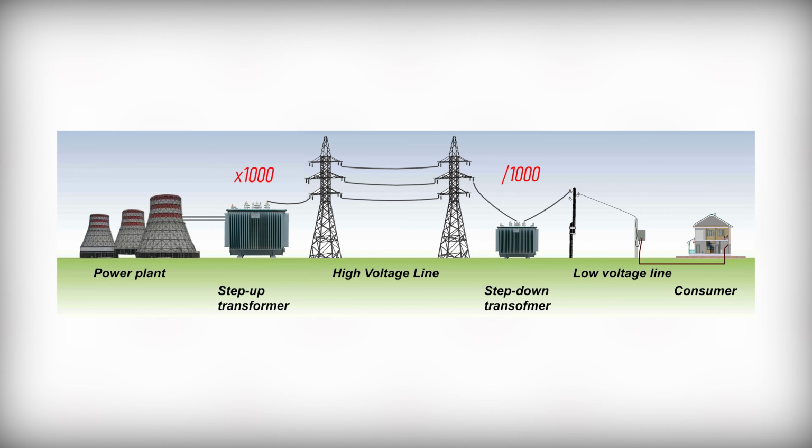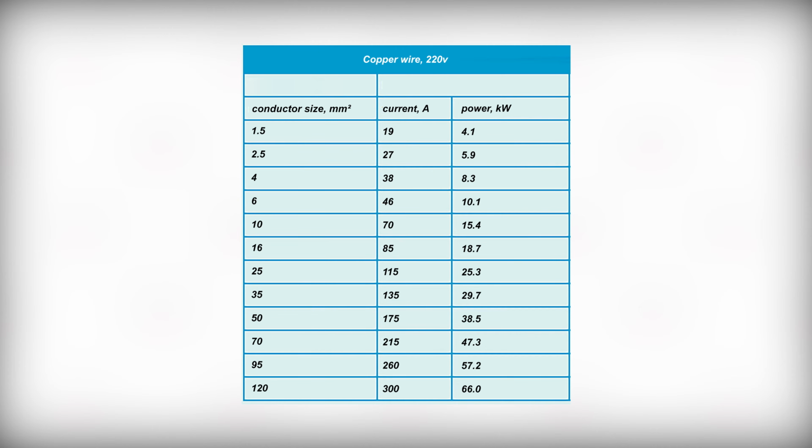You've probably come across a table connecting wire gauge with the maximum current strength. For example, a current of no more than 19 amps can be passed through a copper conductor with a cross-section area of 1.5 square millimeters. If it is exceeded, you can expect overheating, insulation failure, and fire. The same goes for the USB cable.